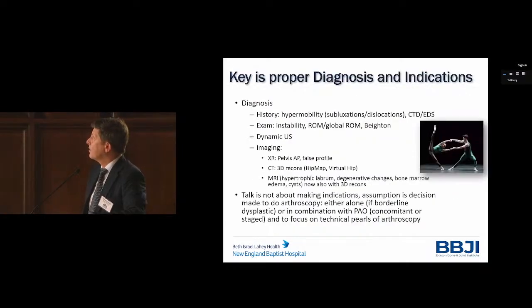So we're not going to talk really about diagnosis. I'm going to mention briefly dynamic ultrasound and some of the three-dimensional imaging, but this talk is not about making indications. The assumption is that the decision has been made to do the arthroscopy, either alone in a stable borderline dysplastic patient, or in combination with a PAO, concomitant or staged, and the focus is on the technical purpose of the arthroscopy.